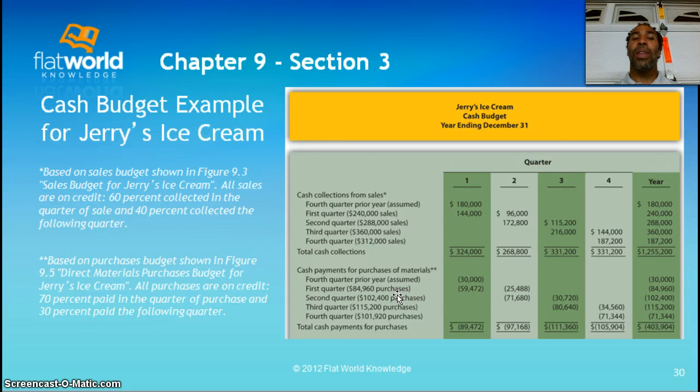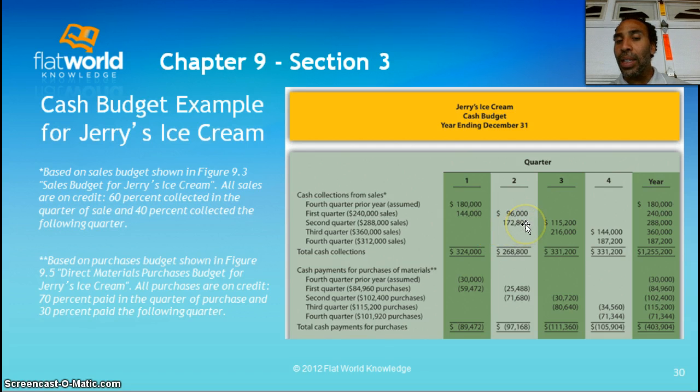So the main thing that you have to pay attention to on the cash budget is that if we say we owe you $200,000, that doesn't mean that we're going to pay that entire $200,000 amount in the first quarter. As you see, it's first quarter $240,000 in sales, only $144,000 was provided within year one, or I'm sorry, quarter one.